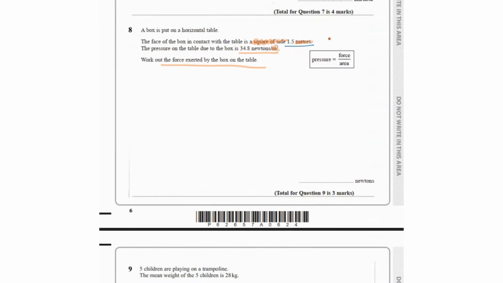We have to work out the force exerted by the box on the table. So we have this side length of the table that's in contact with the force. We don't have the area. So we can find the area first. That's going to be 1.5 times 1.5 because it's a square. So all sides are going to be equal. That's 2.25.